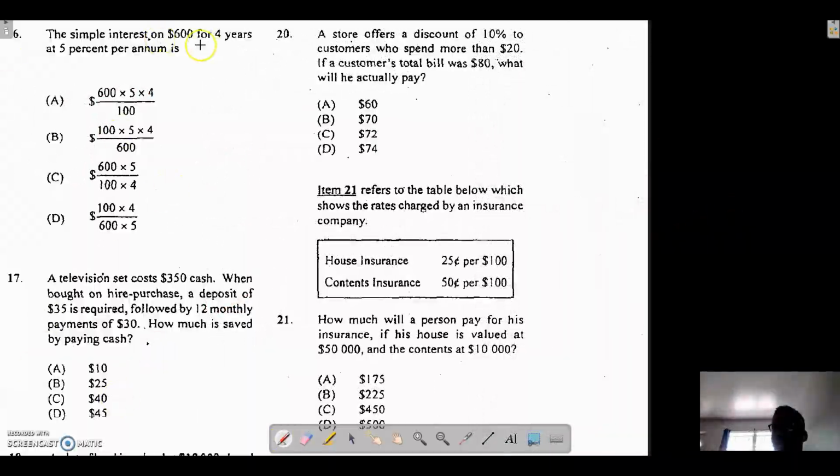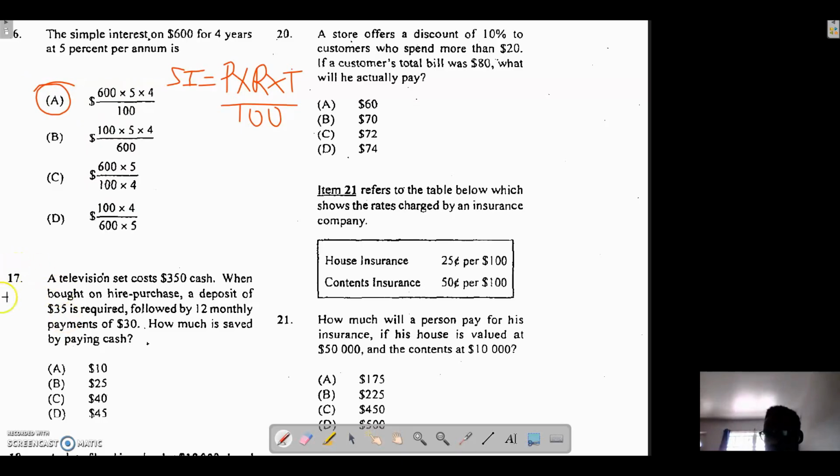It says the simple interest on 600 for 4 years at 5% per annum is. Now the simple interest is equal to the principal times the rate times the time over 100, right? Of course, the principal is how much you put in, the rate is a percentage per annum, and the time is the number of years. So I'm putting in 600, all right, at 5% for 4 years. So it has to be 600 times 5 times 4 over 100, which makes the option A. We don't need to look any further.